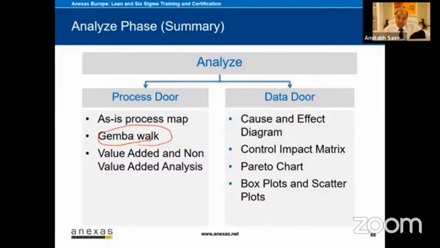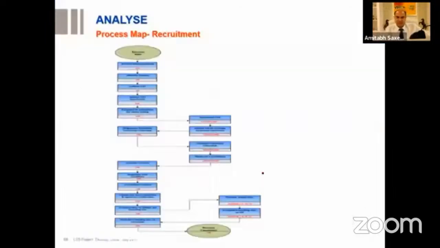Another way of doing it is, of course, so we could call this a lean route, and here we can call it 6 sigma route. So you can do a cause and effect diagram, control impact matrix, Pareto chart, box plots, scatter plots. So let us try to learn these. At least let me try to talk about cause and effect and Pareto. And very quickly, I'll tell you box plot and scatter plots also.